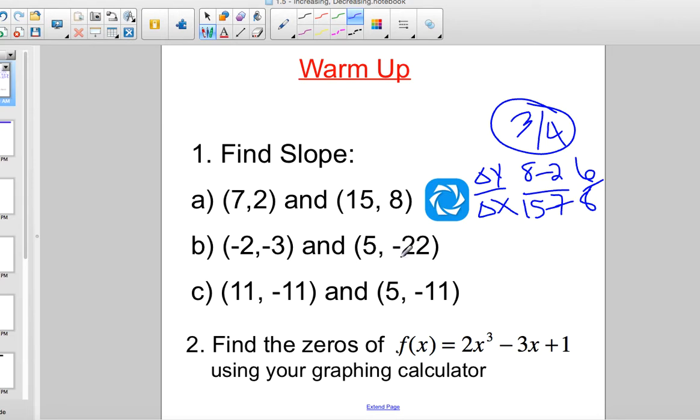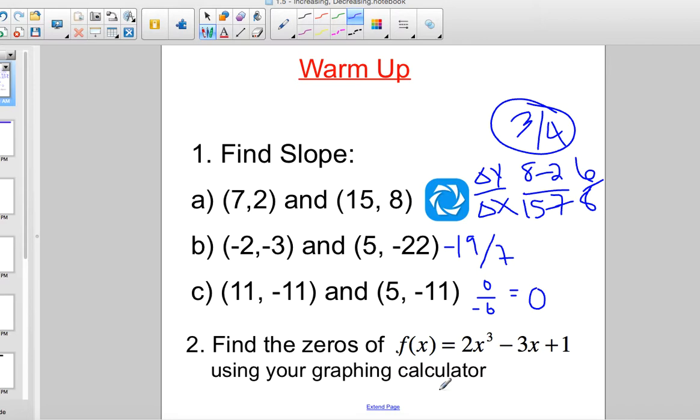This one you would do negative 22 minus negative 3, which is negative 22 plus 3, so you get negative 19. And then 5 minus negative 2, which is 5 plus 2, which is 7. So that would be your slope for that one. You can't reduce that. And it doesn't matter if you want to do 3 minus negative 22, you'd get positive 19, and negative 2 minus 5 would be negative 7. Same thing. This one, negative 11 minus negative 11 is going to give you 0, and then 5 minus 11 will give you negative 6. But anything with 0 in the numerator is going to be equal to 0. So if the slope is 0, that just means you have a horizontal line. We'll talk about those in a minute.